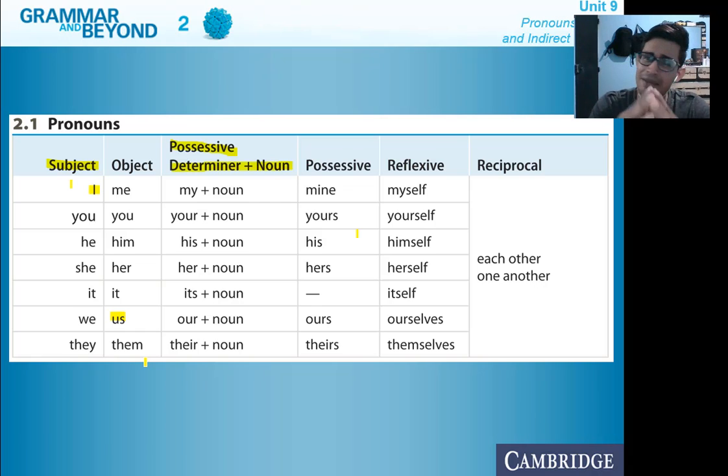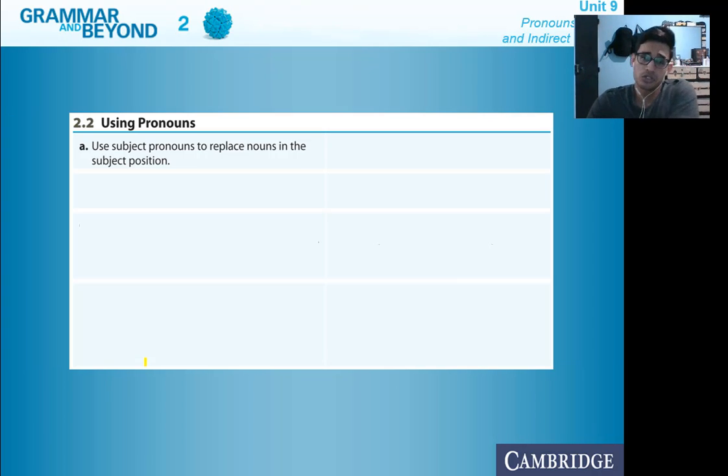Are you ready to use them? Okay, maybe we need to review some rules, okay, before we start using them, okay? Let's go over the rules of usage. We have using pronouns. The first rule is that you will use subject pronouns. Do you remember them? We just studied them. To replace nouns in the subject position. This is the example I just gave you at the very beginning.